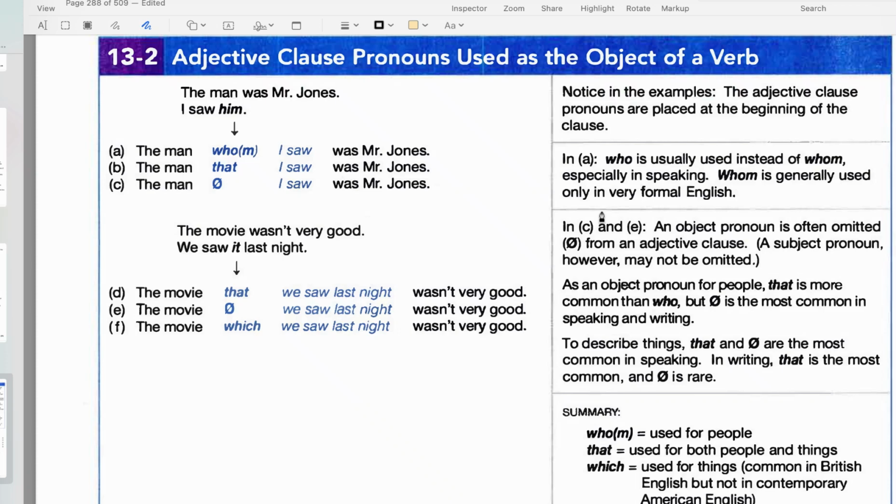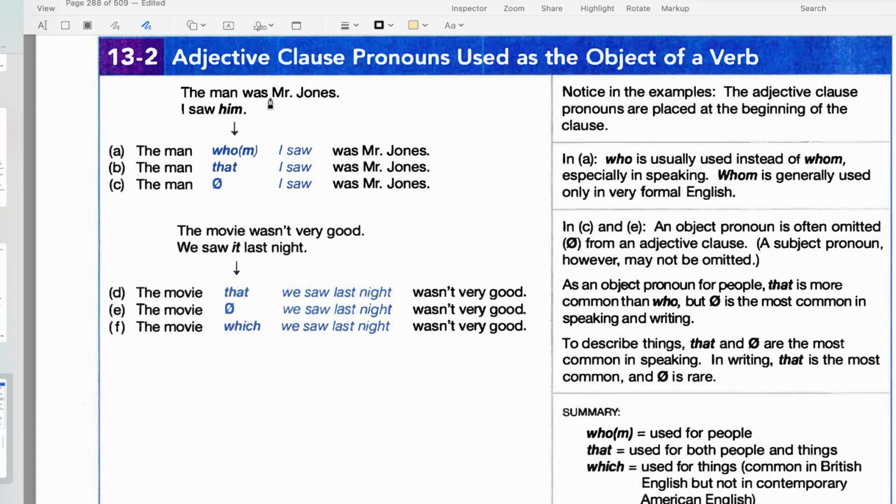Okay, now I've skipped to page 276 in the handouts. Now we are going to look at adjective clause pronouns used as the object of a verb. We have just gone over examples where the subject of the adjective clause is the subject, basically. And now we're going to look at adjective clauses that are objects of the verbs. Okay, so let's look at the example here.